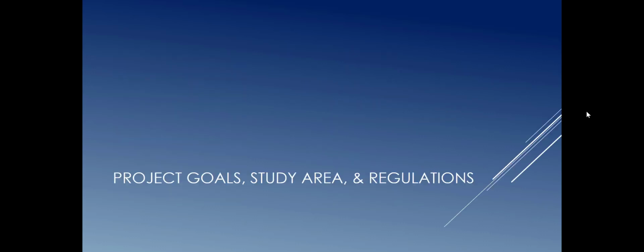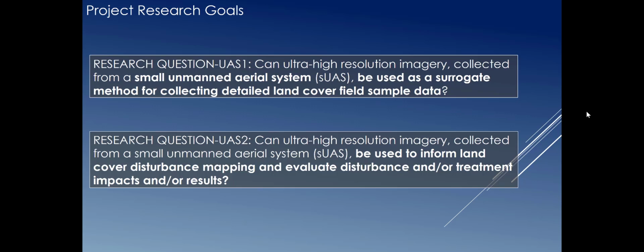So, project goals, study area, regulations. Some of our goals really focus around a couple of key areas. Our initial research question is, can high-resolution imagery that we collect from UAS be used as a surrogate method for collecting detailed land cover field sample data? And by that I mean, can the data that we collect when we go out and fly UAS surpass, supplement, or even just replace overall what we would collect if we were sending out a ground crew to collect data from, say, transects or visual observation.